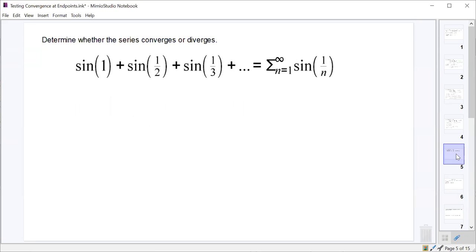All right, last one. Let's see if we can determine whether the sine of 1 plus the sine of a half plus the sine of a third forever, right? The sum from n equals 1 to infinity of the sine of 1 over n converges or diverges.